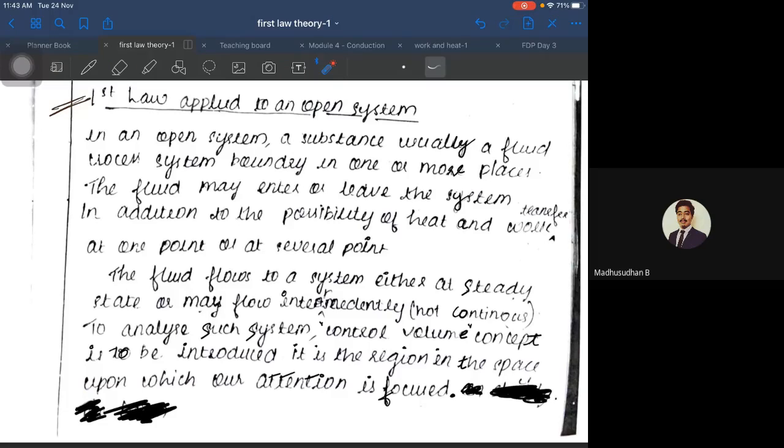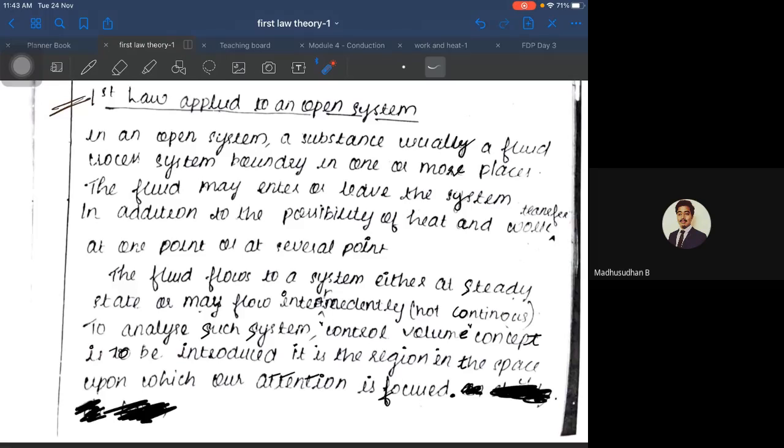The steady flow energy equation, shortly known as SFEE, is extremely important for your internals, for your externals, as well as for your ATD subject also. That is the importance of this particular topic. So we'll be discussing it in brief again, so just concentrate.